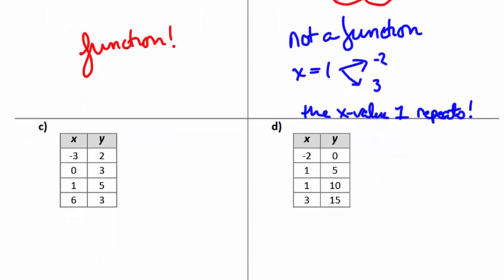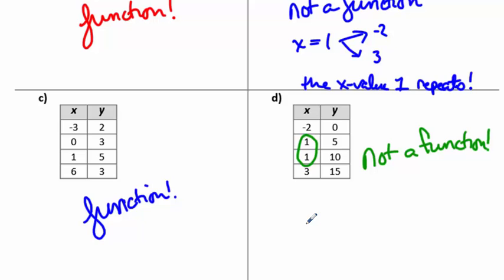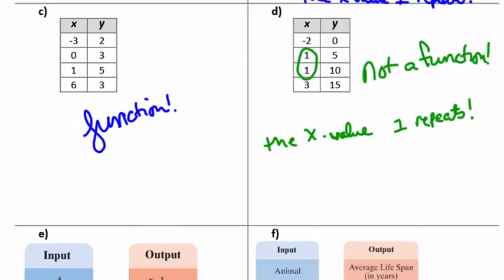Let's look at part C. If you check out your independent variables, -3 doesn't map to two different y values, neither does 0, nor 1, nor 6, so this one's a function. And in part D, -2 maps to 0, nothing else. And again, we have a problem with 1. 1 is mapping both to 5 and to 10, so this is not a function. Once again, because the x value 1 repeats.